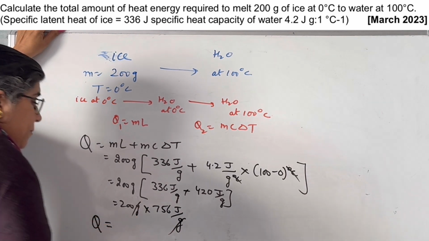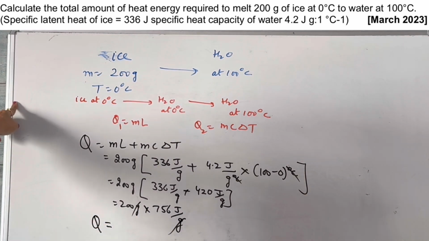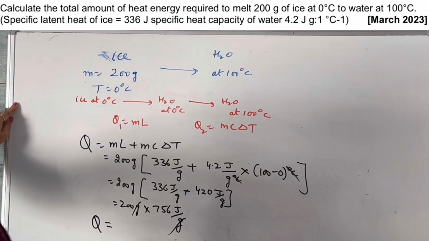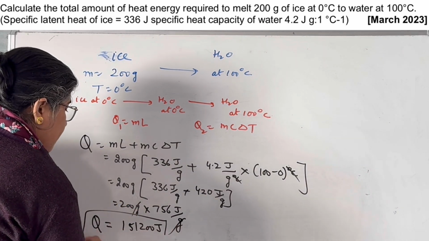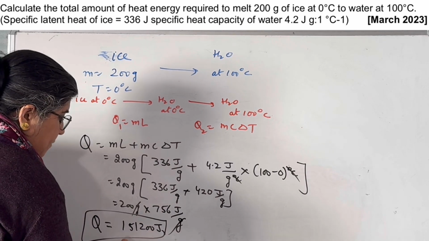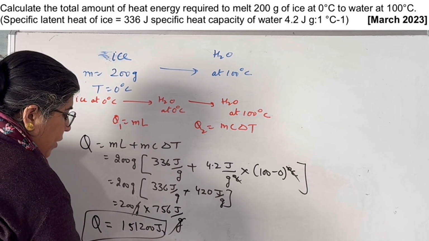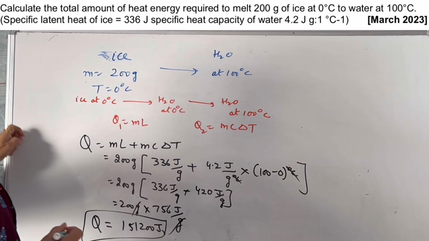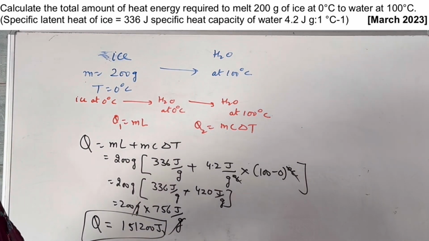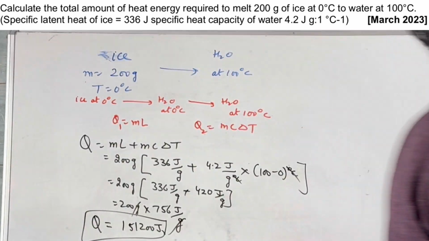Gram cancels. So your heat is 151200 joule. You may write it as 151.2 kilojoules, but that is not necessary. This will also do. 151200 joules. That is your answer.